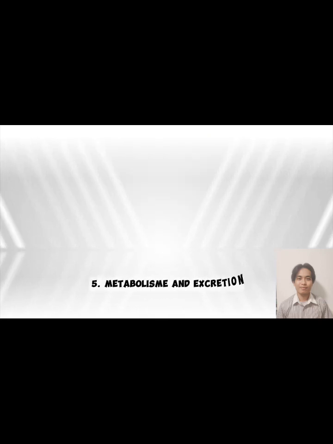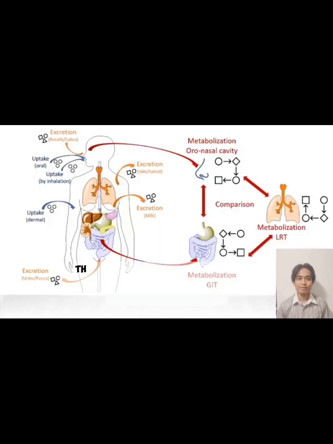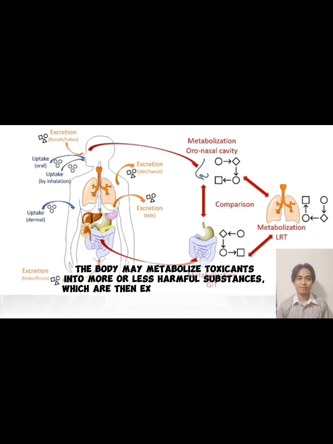So, number five is metabolism and excretion. The body may metabolize toxicant into more or less harmful substances, which are then excreted through urine, feces, or exhaled air.